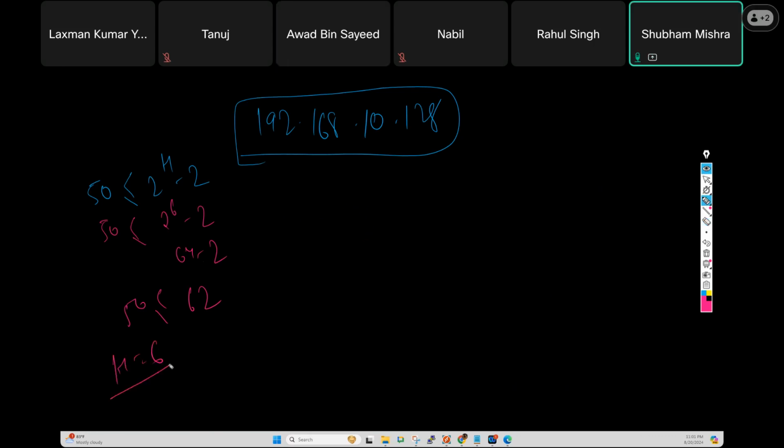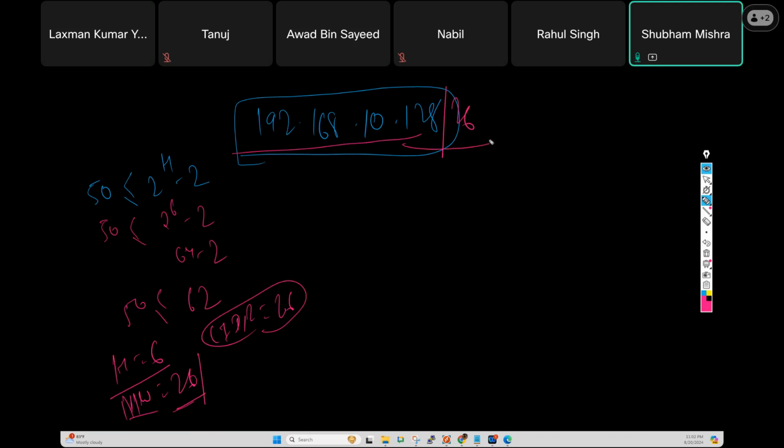6. So if h is equal to 6, network bits is equal to how much? 32 minus 6 is 26. So network bits is 26, which means CIDR is 26. So we are going to assign this network ID with CIDR value 26.